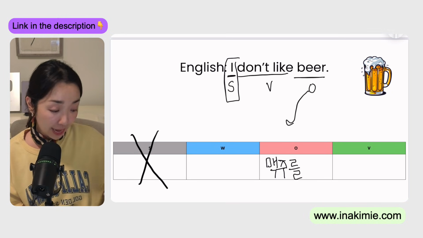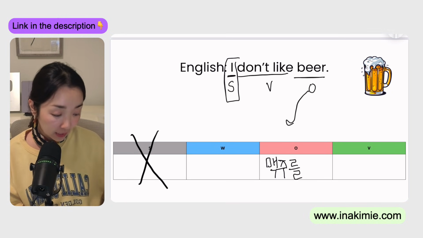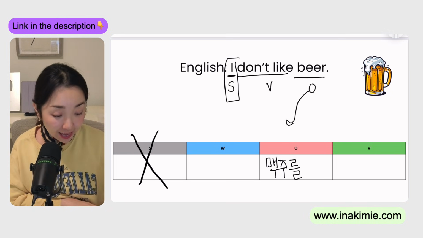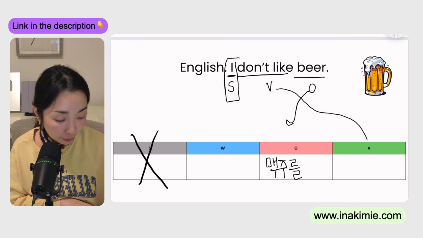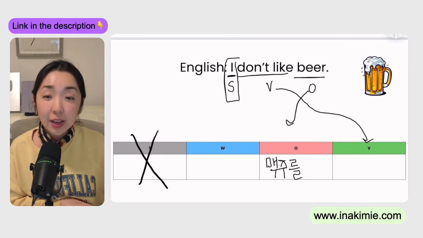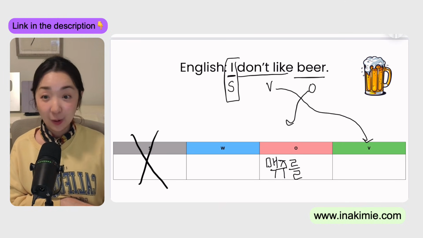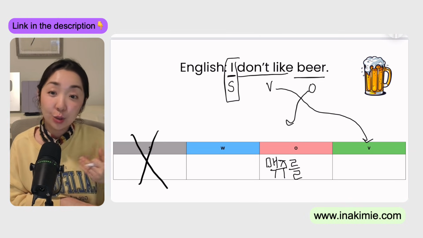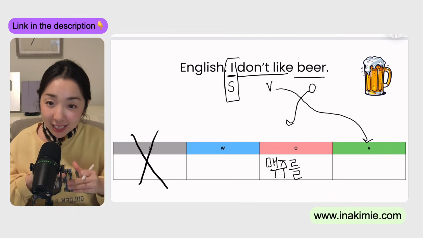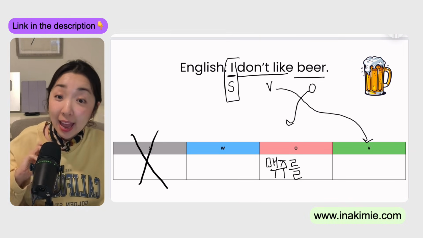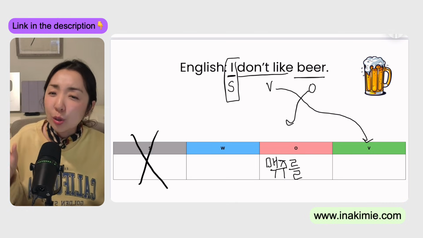So here we have 맥주를, right? 를 is the object marker. Then we can put our verb right here, which is at the end. So 좋아해요. 좋아하다 is to like. I'm going to turn that into present tense: 좋아해요.